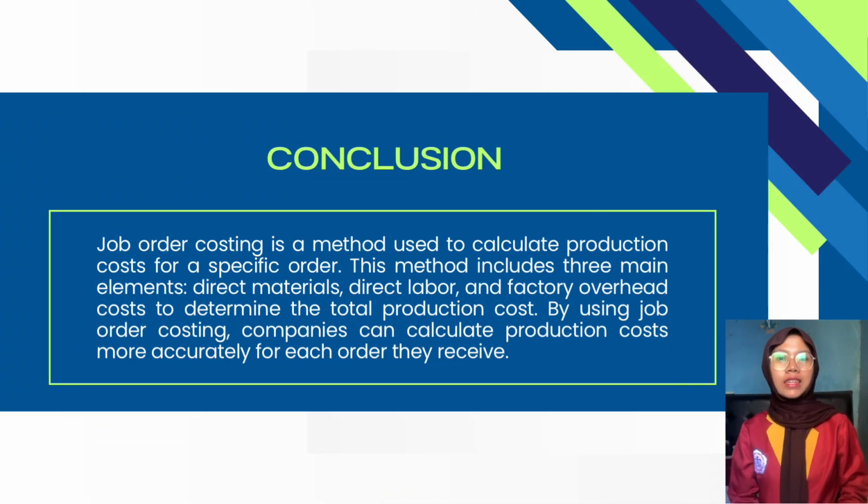In conclusion, job order costing is a method used to calculate production cost based on specific orders. This method includes three main elements: direct materials, direct labor, and factory overhead costs. By using job order costing, companies can clearly determine how much cost is spent for each order that is received. This information is important for determining the selling price and controlling production costs.